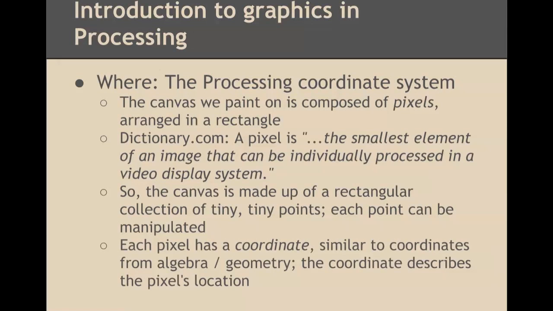Each one of those pixels then has a coordinate that's a lot like the Cartesian coordinate system that you would use in geometry. And that coordinate describes the pixel's location. So that's what we're going to use for the where part: the location of the pixel where we're going to start drawing whatever it is that we're going to draw.